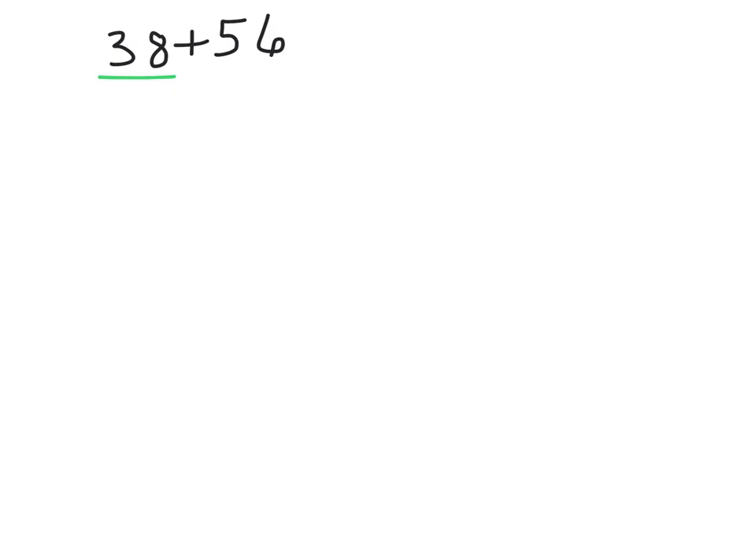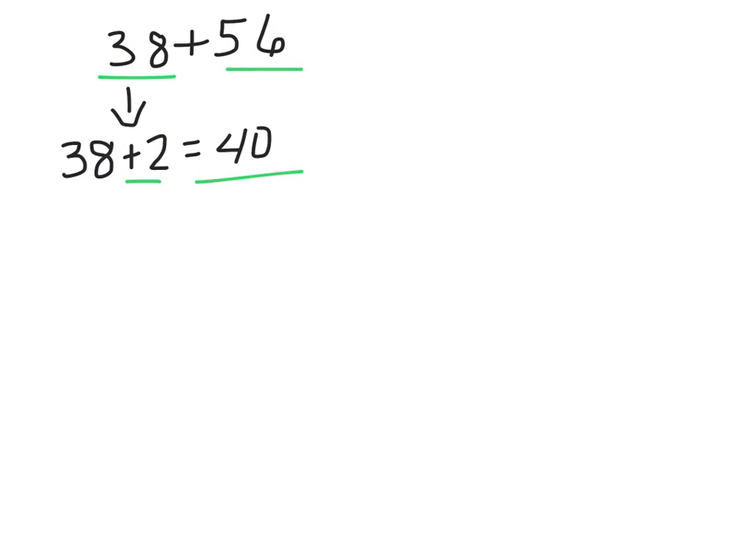So let's think. 38 plus 2 will give us 40, and 40 is a friendly number. Since we added 2 to 38, we have to subtract 2 from the number 56. So 56 minus 2 equals 54.